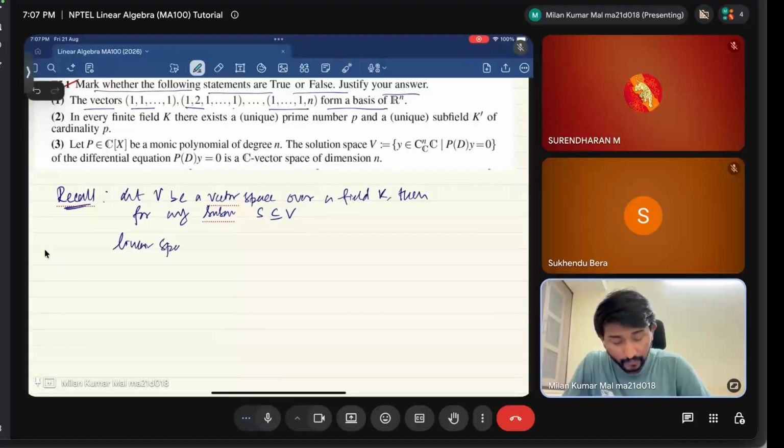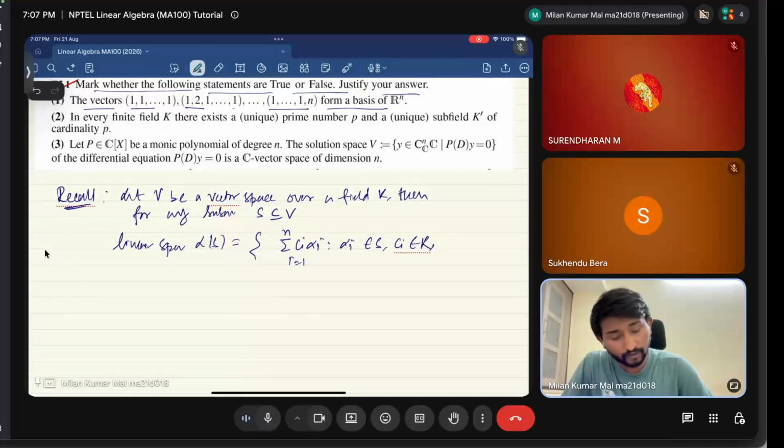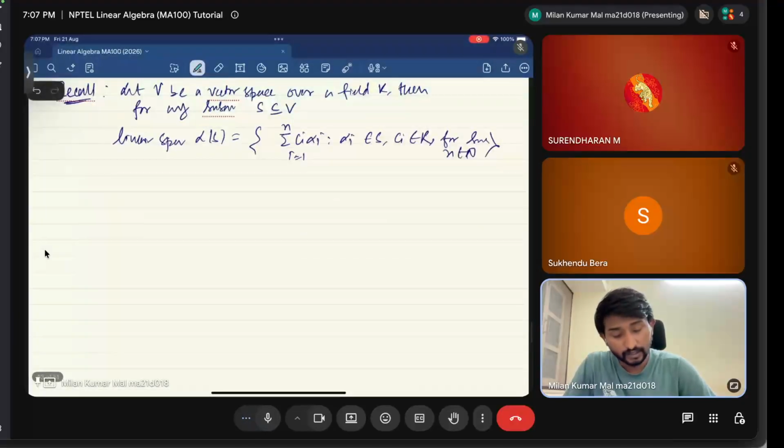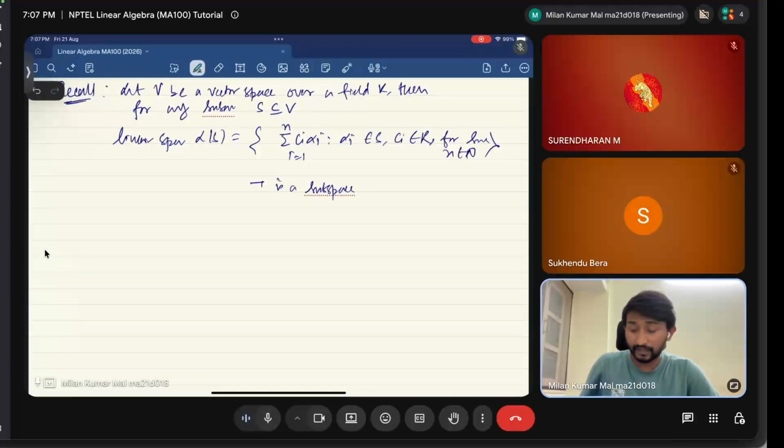is the set of all sums of Ci alpha i, where alpha i comes from the set S and Ci comes from the field K, and i runs from 1 to some natural number n. This is called the linear span, and it is a subspace. Now, a subset S is said to be a generating set for the vector space V if its linear span is the full vector space V.